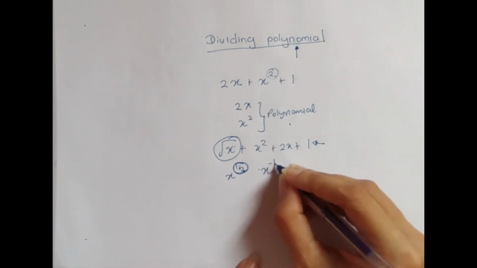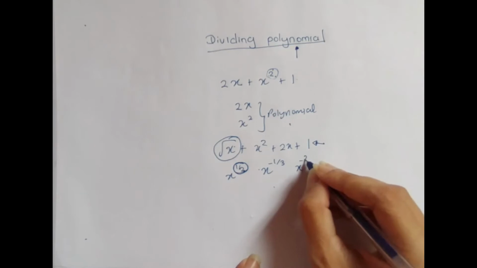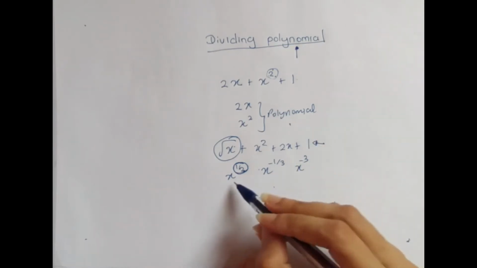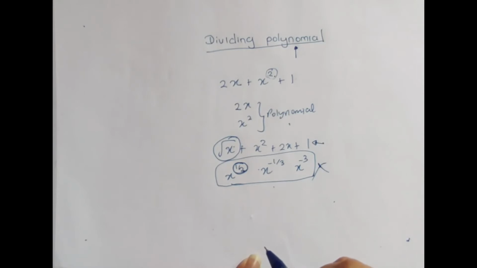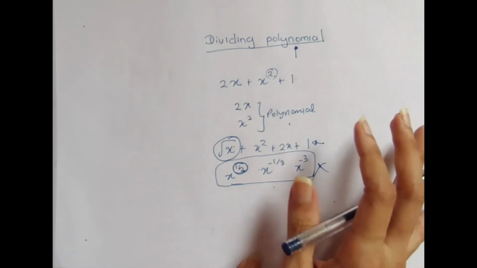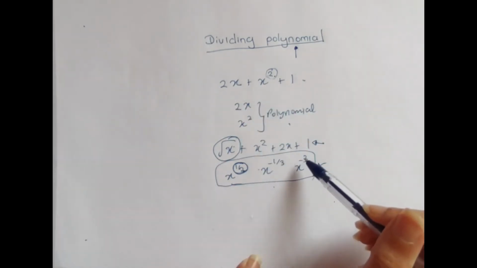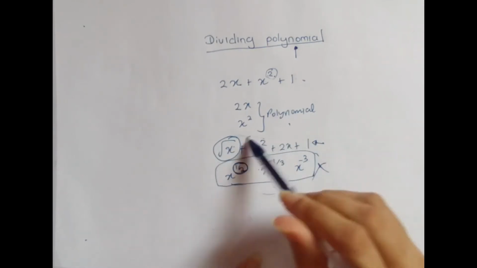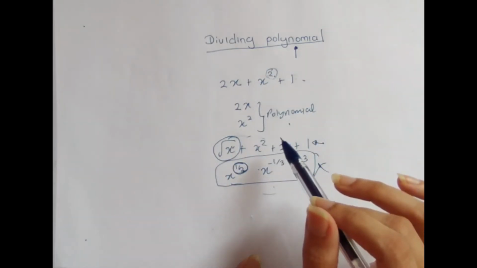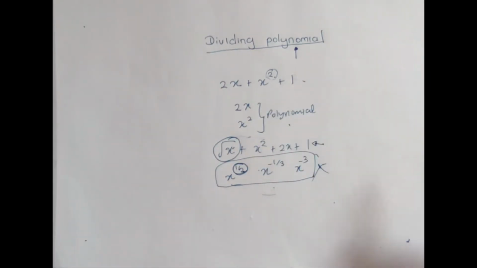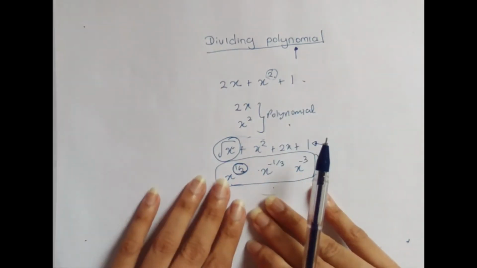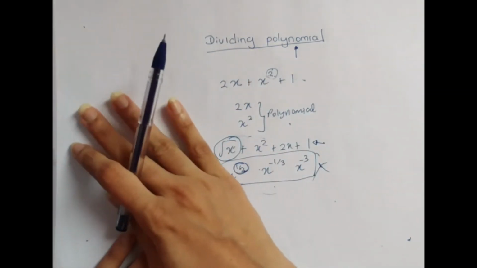Even x to the power minus 1 over 3 or x to the power minus 3 will not be considered polynomials. For these types we cannot use these division methods. So I will tell you how to divide polynomials. There are different ways of dividing polynomials.